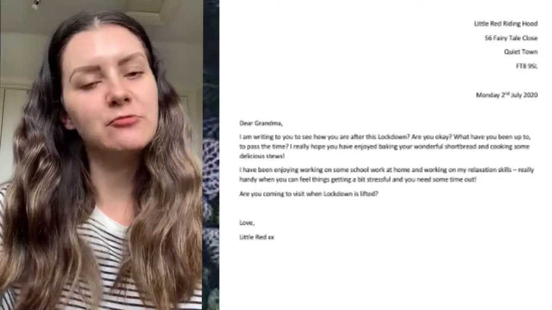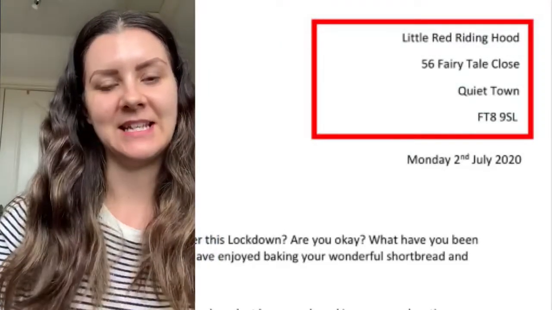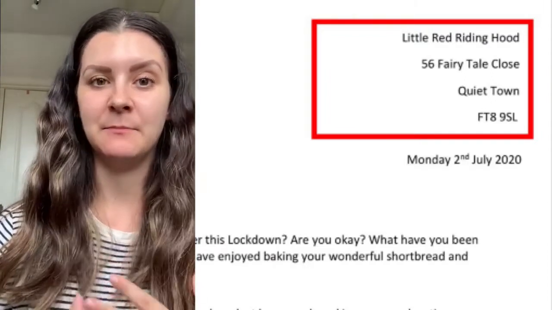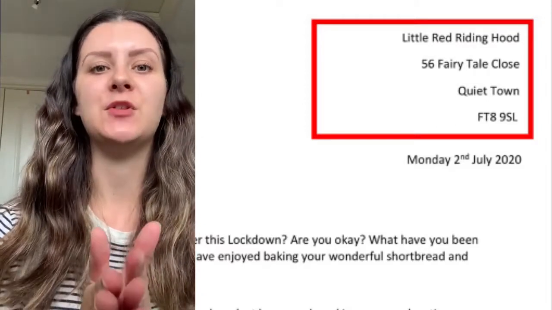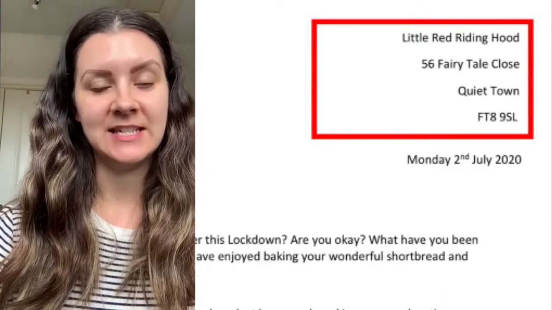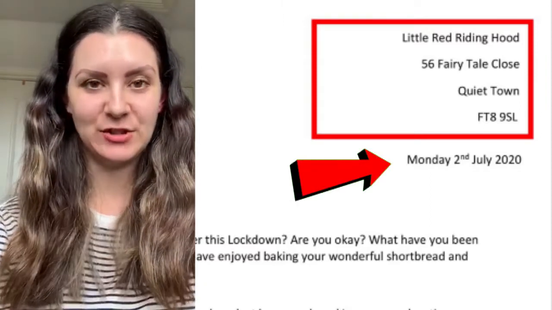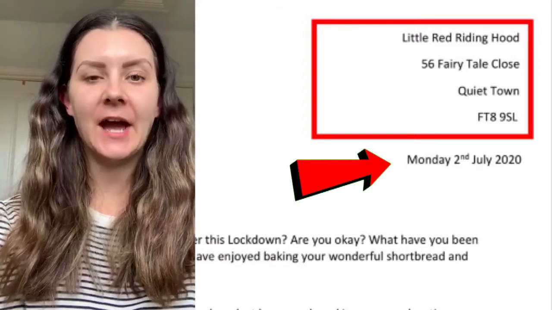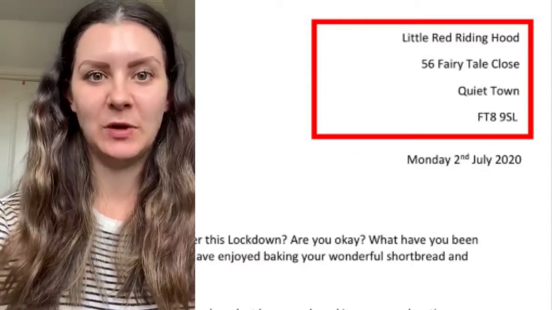So as you can see, on the top right hand corner of your page, you put the name and the address of the person that is writing the letter. So for example, if I was writing the letter, it would be Mrs. Smith and then my address. If you're writing the letter, it's going to be your name with your address. And remember, we're writing to someone we know, so it's okay to share our details with that person in the form of a letter. Just underneath your name and address, you're going to add the date on which you're writing your letter. For example, I've got here Monday the 2nd of July 2020. You would put the date on which you're writing your letter.